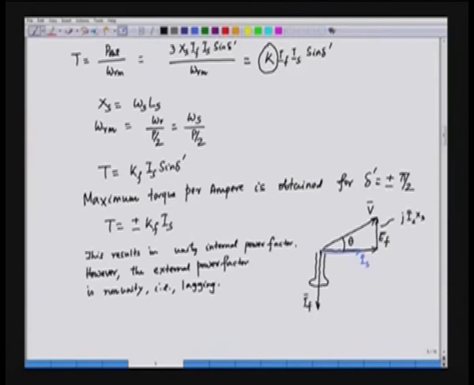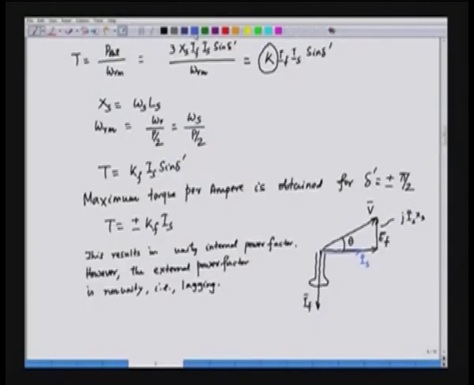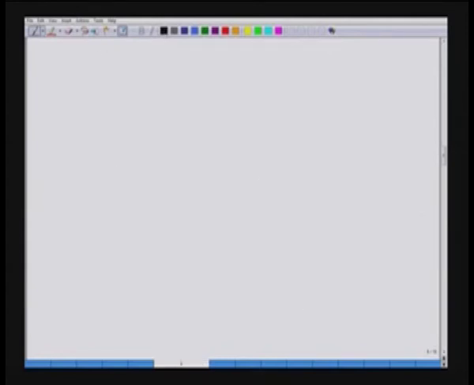What about braking? Braking means the torque has to be negative. So, for negative torque we have to make delta prime equal to minus pi by 2, because we have a simple equation here. If delta prime is pi by 2, sin pi by 2 is plus 1. If delta prime is minus pi by 2, sin minus pi by 2 is minus 1. For braking we have negative torque. So, we can see what the braking situation is.